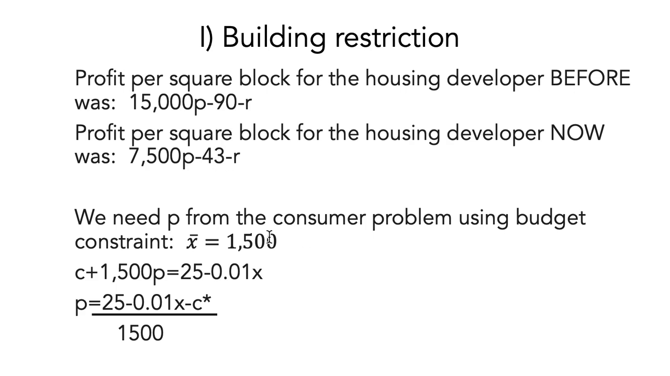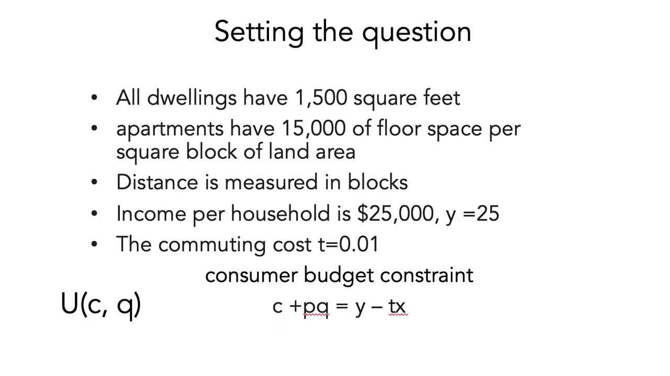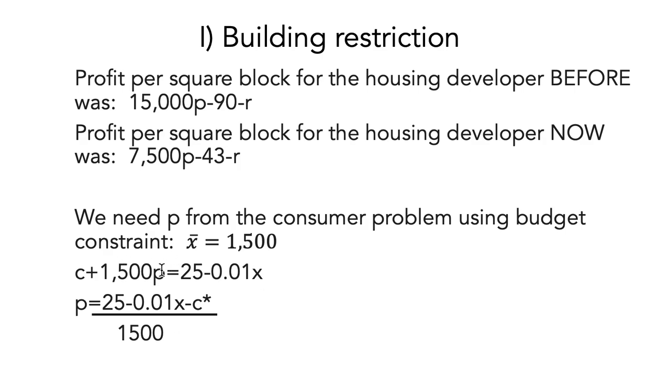And first we focus on the consumer problem using the budget constraint, where X bar is 1,500. So this is the consumer constraint. If you remember, this is the consumer constraint. And we are substituting, instead of X, 1,500 equals 25 minus 0.01x. And from here we ask, what is P? What is the price per square footage? With this P, then we can go to the problem of the developer. So we derive P from the consumer. This is what the consumer will pay.